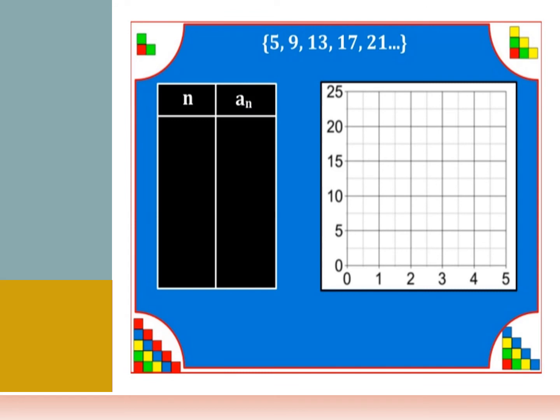For this sequence 5, 9, 13, 17, 21. For the table, n is equal to 1, 2, 3, and so on. For an we have 5, 9, 13, 17, 21. So we can represent the ordered pairs in the xy coordinate plane to get this line as a graph.